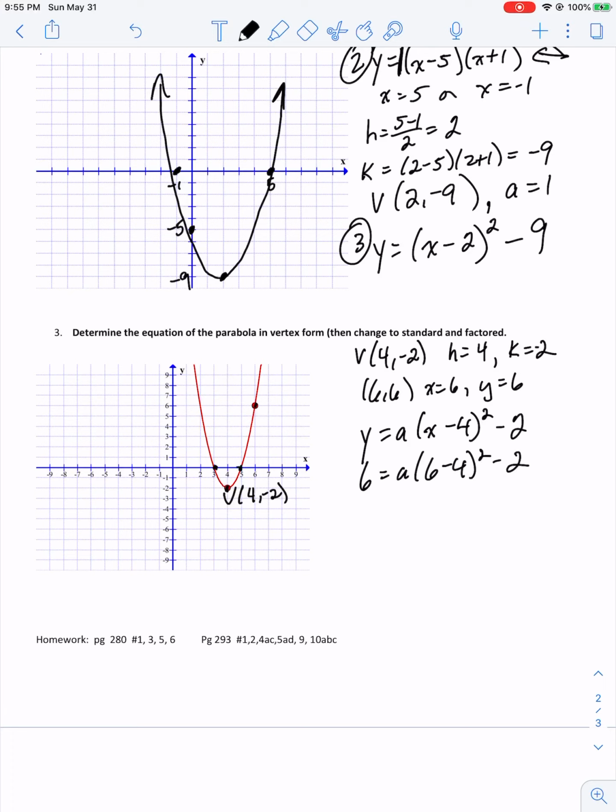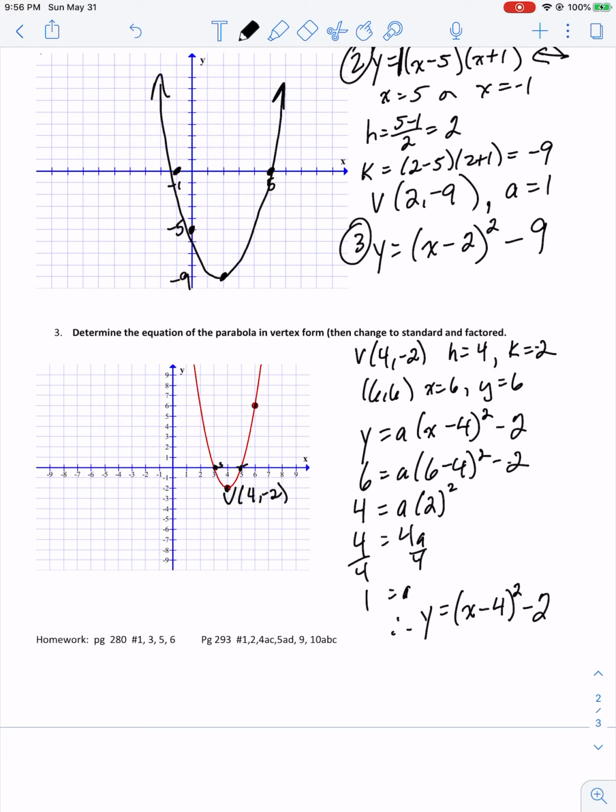I could have used one of the two x-intercepts as well as my x and y. Bring the 2 over, that's 4 equals a times 2 squared. So 4 equals 4a, divide both sides by 4, a equals 1. So therefore y equals (x minus 4) squared minus 2.